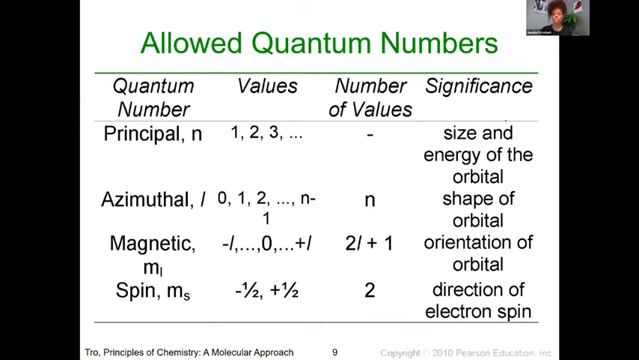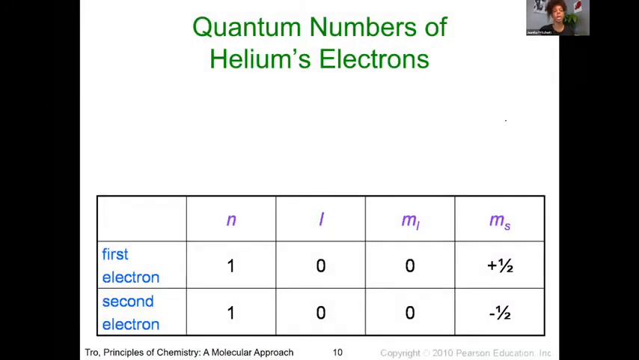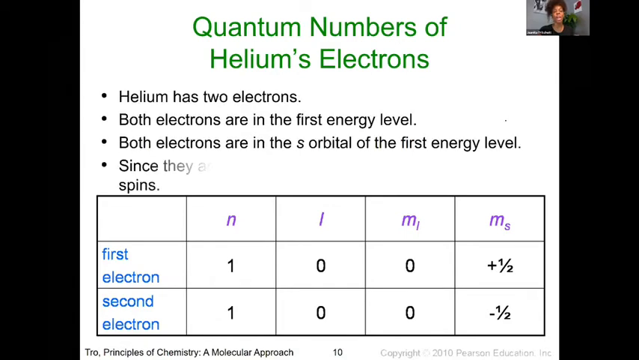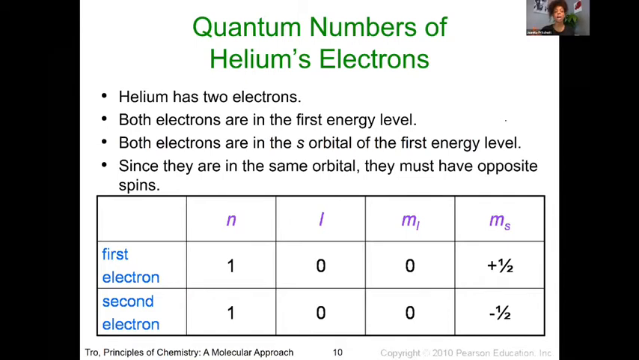If you like that housing example that I gave to you guys before, your N is your street, your L is the type of house that you're in, your ML is what's your address, which exact house are you in, and then MS is saying, are you upstairs or downstairs in that house, those electrons that are found there. Okay. And so if we put all that together, we can actually go through and assign quantum numbers for every electron that's found within an atom.